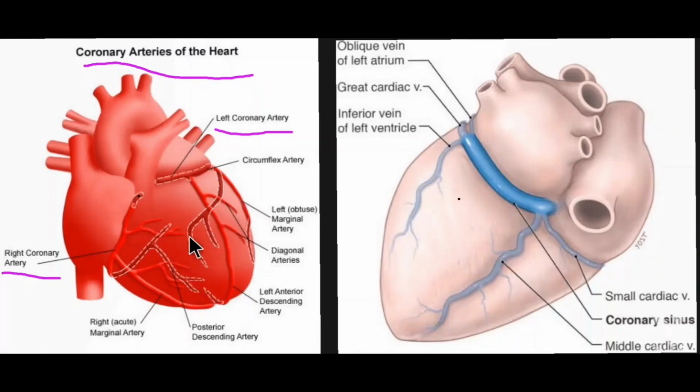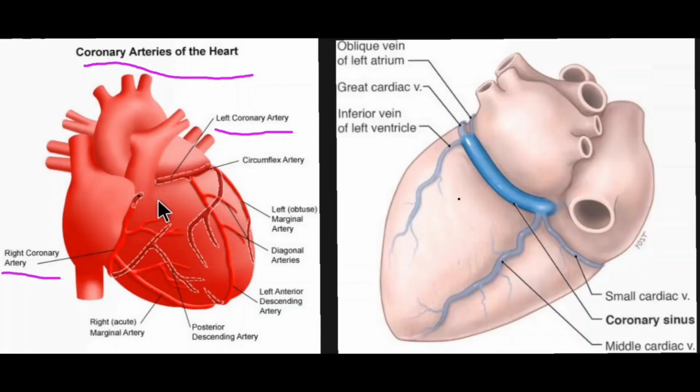Then what is the use of the coronary artery? The coronary artery supplies blood to the heart muscles. You know, the heart is made up of cardiac muscles, a special type of muscles. Those muscles are known as cardiac muscles.